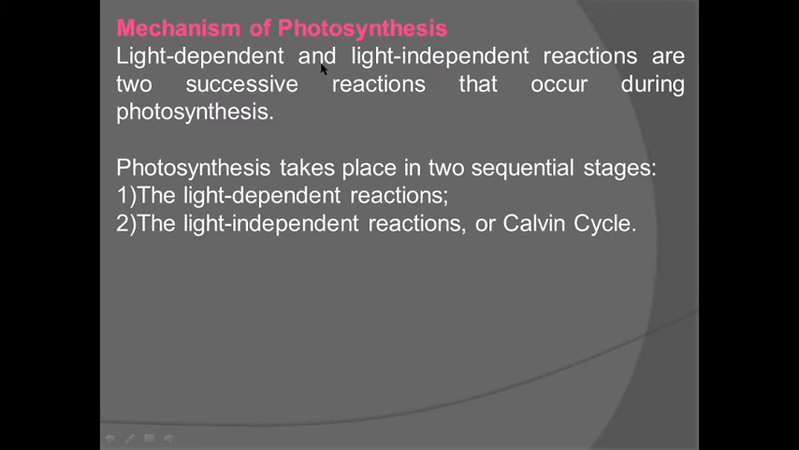The light dependent and light independent reactions are two successive reactions that occur during photosynthesis. Students, you know the definition of photosynthesis. Photosynthesis means synthesis of food materials by the green cells of plants in presence of sunlight with the help of CO2 and water.